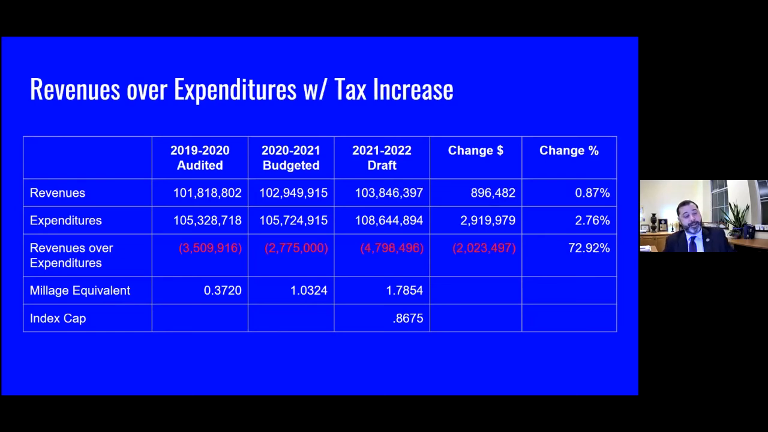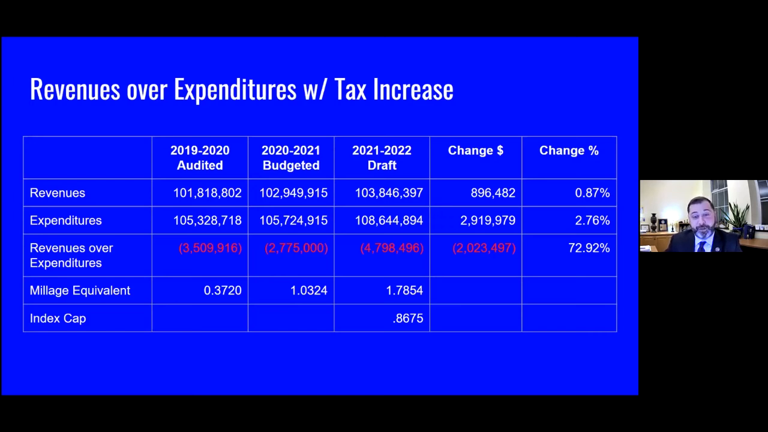So to flip to the next slide, this is what a tax increase to the index would look like. You see the margins would change significantly, just over $2.3 million. So you would see our revenues uptick there, $2.3 million, just a slight increase over the budgeted amount for 2021. Expenditures would stay the same, again, just up 2.76%. So the deficit we're looking to cover right now is just shy of $4.8 million.